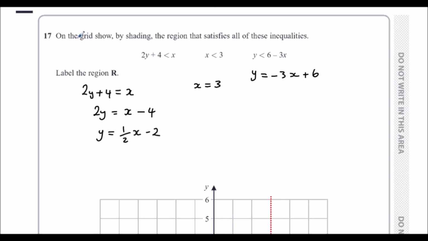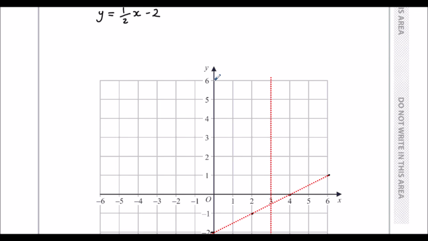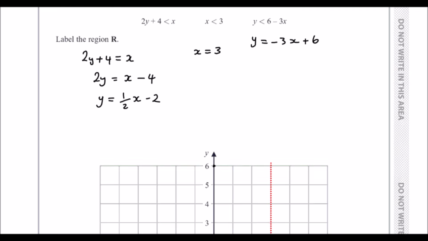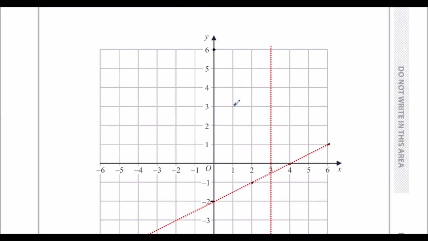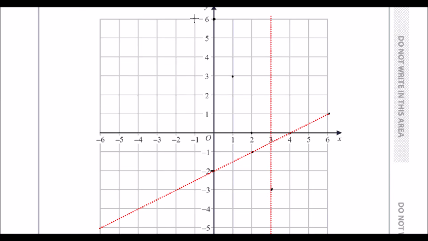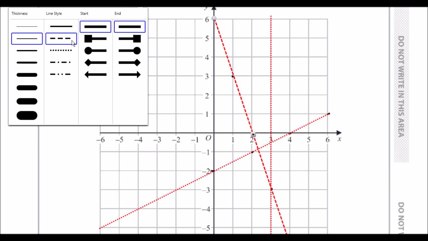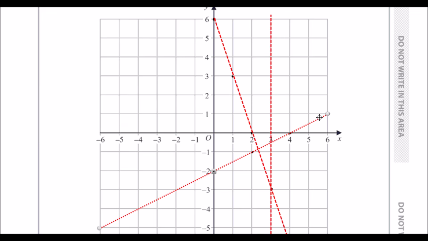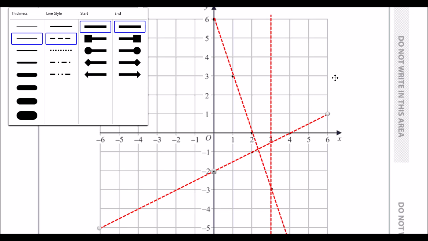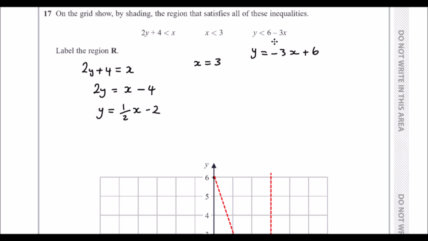And our other graph, we want y equals minus 3x plus 6. So it's got a y-intercept of 6, which is up here, and a gradient of minus 3. So across 1, down 3. Across 1, down 3. Across 1, down 3, and so on. So we'll draw this line. And again, we want a dotted line. That one's probably nicer. So we'll have a dotted line for each of them because none of them are or equal to.